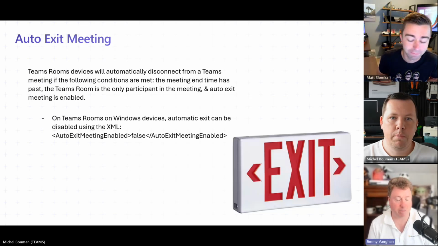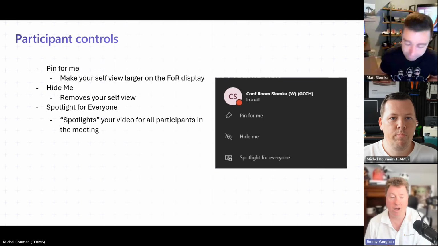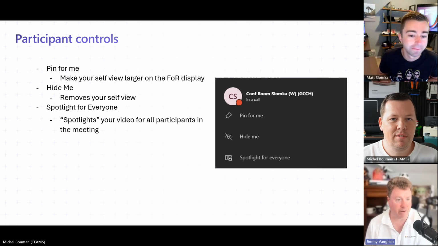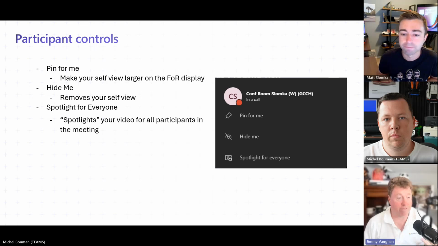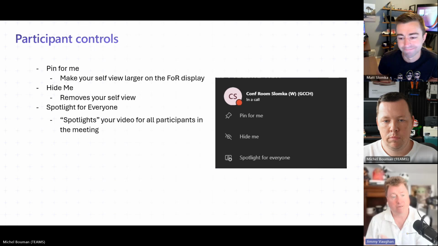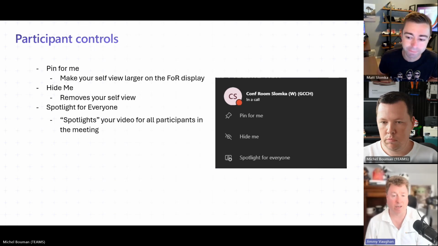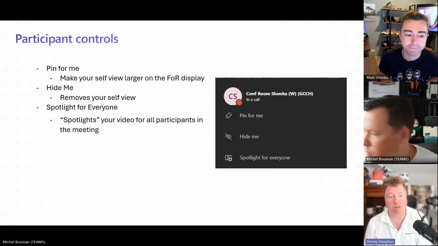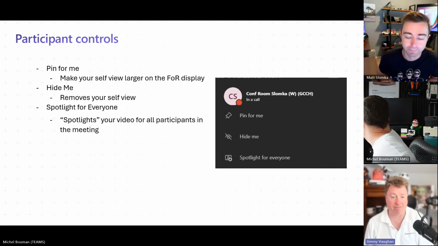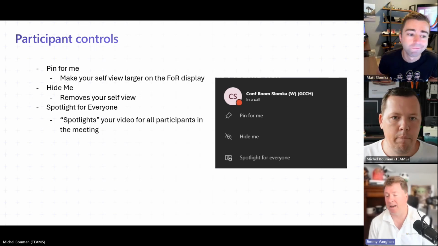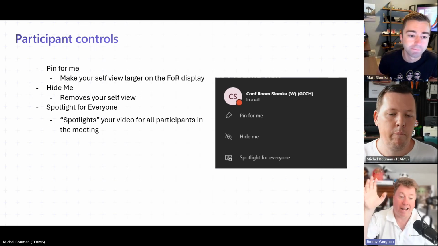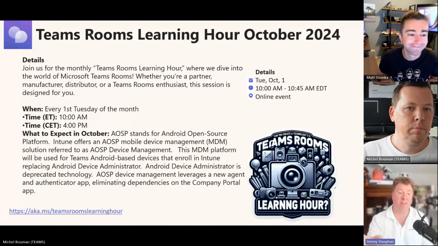Correct. And then participant controls. Again, this is on the console. You can make yourself larger on the front of room display. You can hide yourself and do things. But again, Matt, we don't see a lot of people actually engaging in this kind of solution from the Teams room side. They're really doing this on the remote side and having that ability. Correct. So participant controls are there. Now that is our last slide for this month.